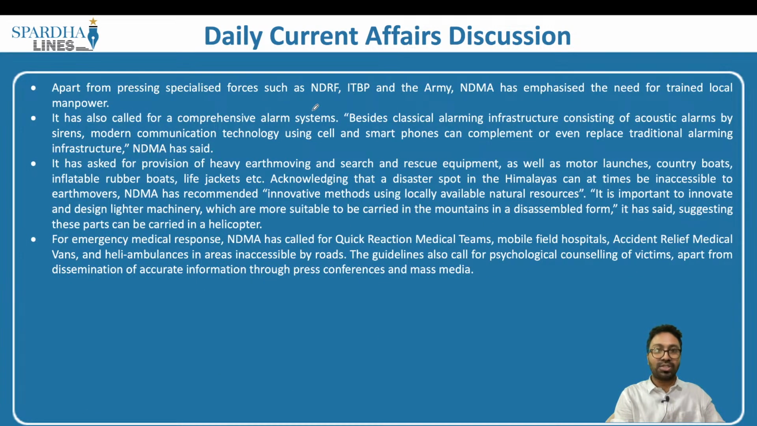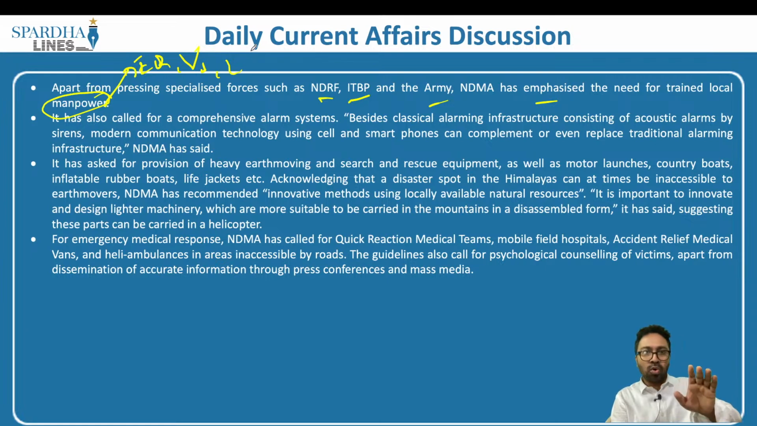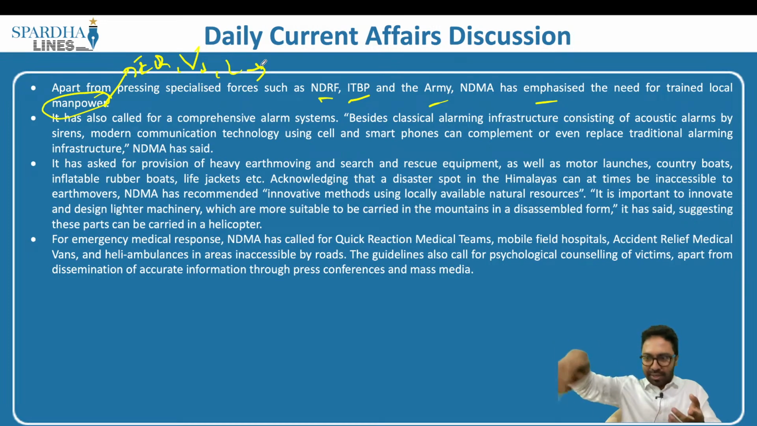Apart from specialized forces such as NDRF, ITBP and the army, NDMA has emphasized the need for trained local manpower. What is this trained local manpower? Whenever disaster strikes, let's say for example there is an earthquake, or a volcano, or landslides, who are the ones who first immediately come to that locality? It is the people who are present in that locality alone. So we have the past incidents where such issues would have occurred in that region. So you know for a fact that because of the zoning, so and so area will come under a problem. So identify such zones, and there are people in and around that particular region, educate them, give them awareness, give them the training, because in case there is an eventuality, it is these people who immediately rush to the location and ultimately help other sections of the society.